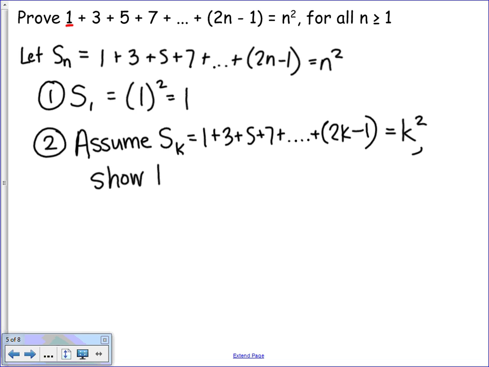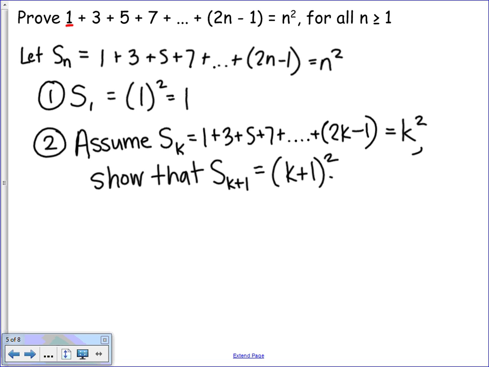We need to show that s sub k plus 1 would be equal to, and we're going to go into this formula and we're going to plug in the k plus 1 like we did yesterday. So we want to prove that s sub k plus 1 is equal to k plus 1 squared. Okay, this is our objective.